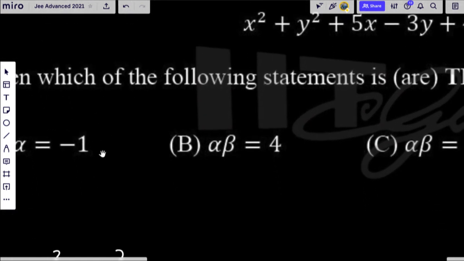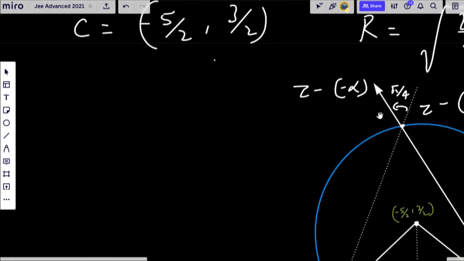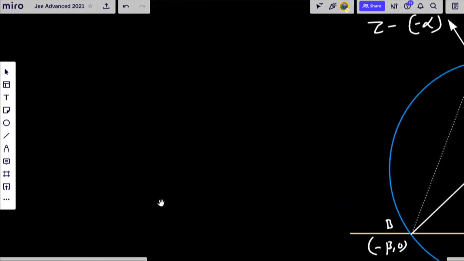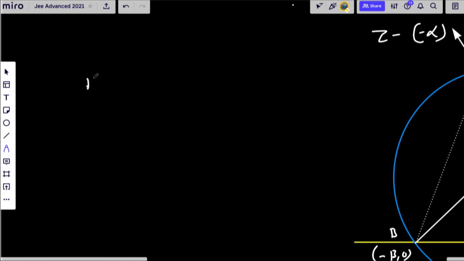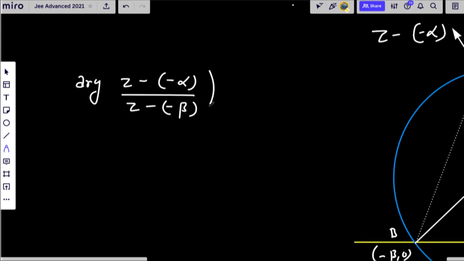So that is angle pi by 4. This one is angle pi by 4. Fine. So the argument of (z minus (minus alpha)) upon (z minus (minus beta)) is equal to pi by 4.